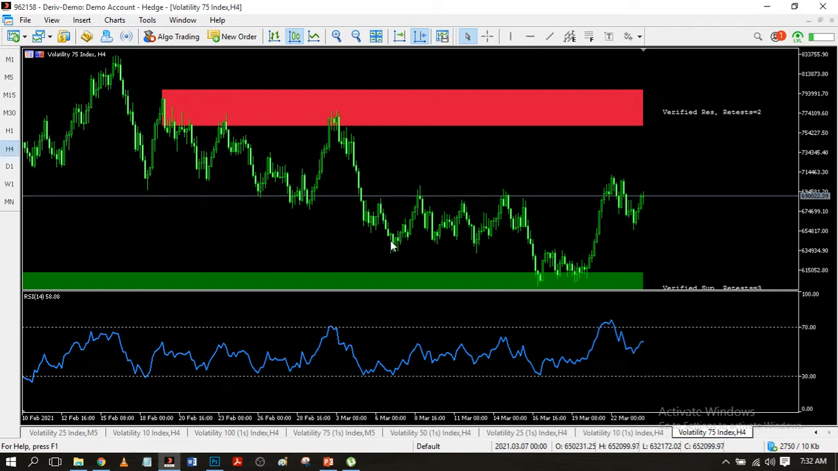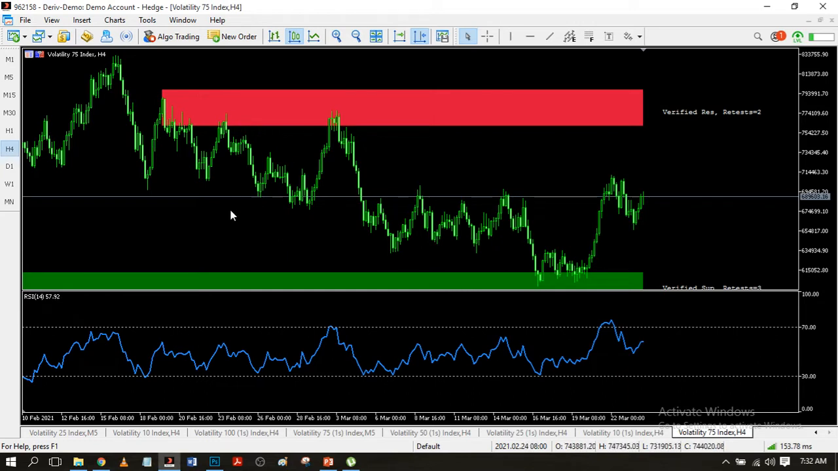The number of retests, then how current is the support and resistance. That is, a resistance or support that has not been broken. And if it has been broken, has it been retested? Yes. So those are the criteria we use to spot strong and relevant support and resistance levels.